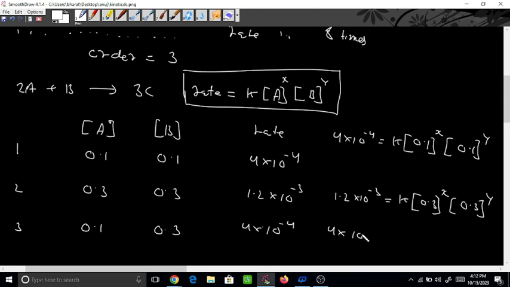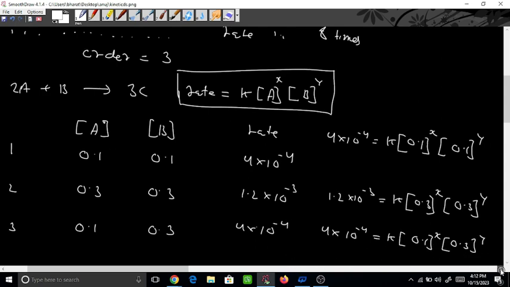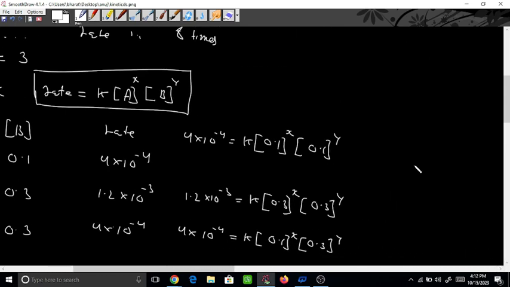4 into 10 to the power minus 4 is equal to k into 0.1 to the power x into 0.3 to the power y. So here we have equation 1, here we have equation 2, here we have equation 3, and one more, equation 4. From these 4 equations we need to determine x and y.